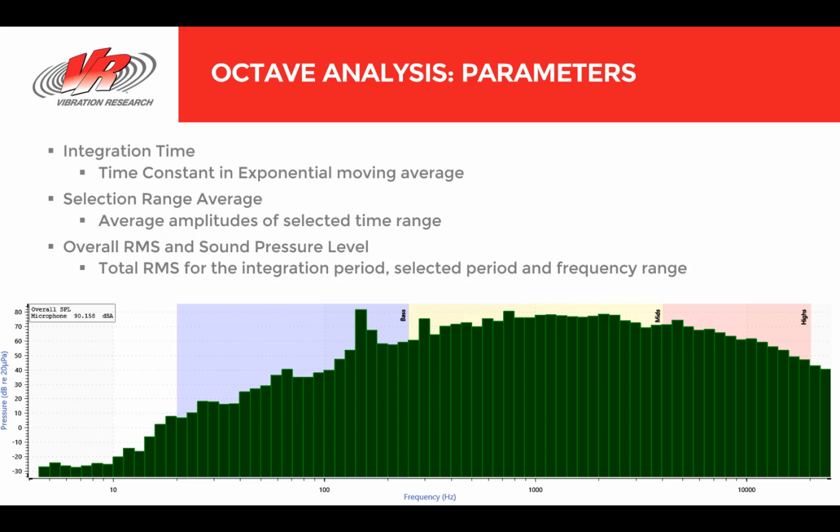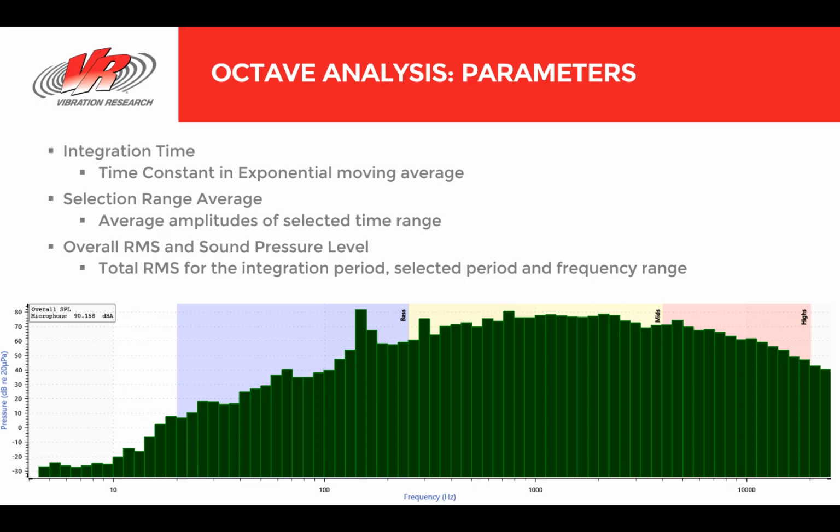We also have the ability to have averaging of the selection range. So this is where I highlight a series of time data, use a shorter integration time than the visible time window, and then average together each of those time windows to see what the average amplitude across that range of time is. And then finally, you have overall RMS or SPL.